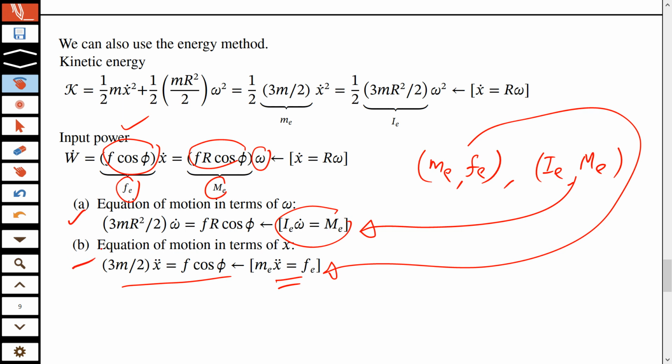You see those two equations you get, one in terms of omega, the other in terms of x, and you don't need any complication. You don't even need to write any moments. Okay. So just by using the energy and power, you solve the problem.